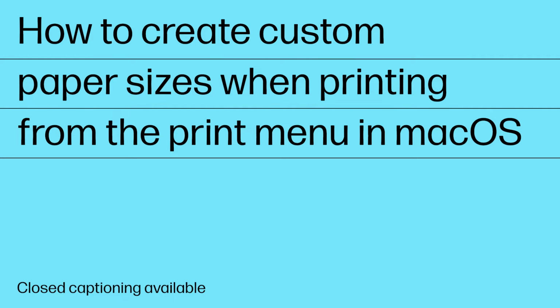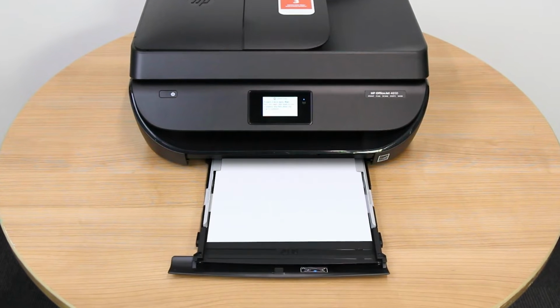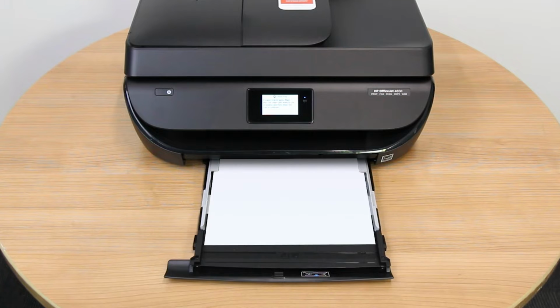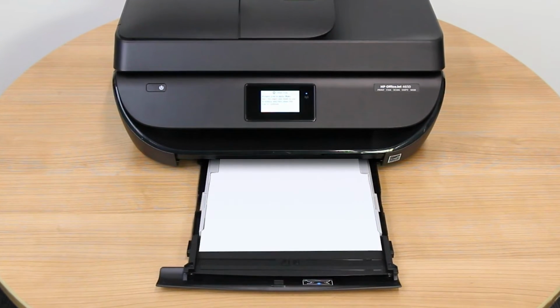How to create custom paper sizes when printing from the print menu in macOS. Load the custom paper into the paper input tray on your printer. Then slide the paper width guides in until they rest against the edges of the paper.